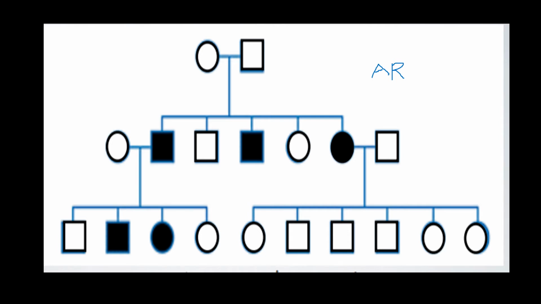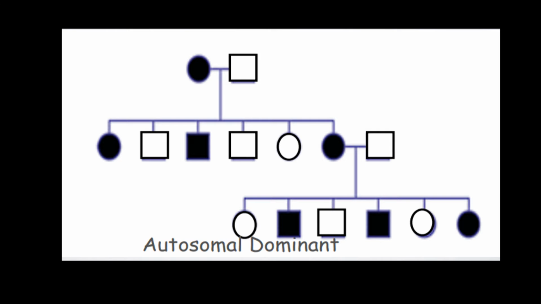Okay, now going to the next pedigree. Here you observe all three generations. Here all three generations are affected. Then it is not a recessive disease. Then we have to suspect this as a dominant disease. So by this it is clear that it is a dominant disease.